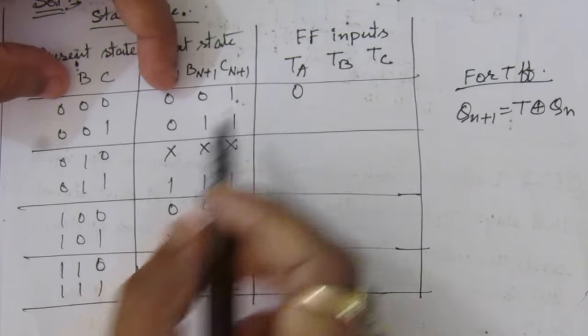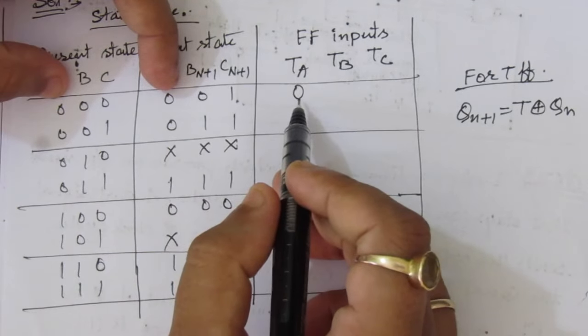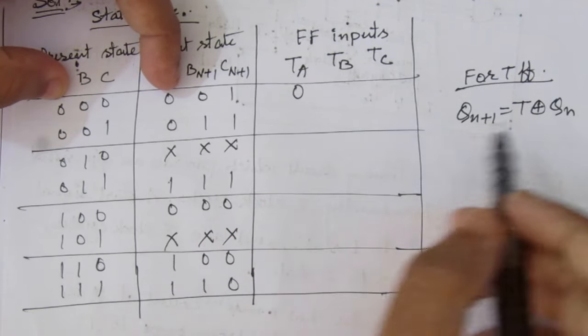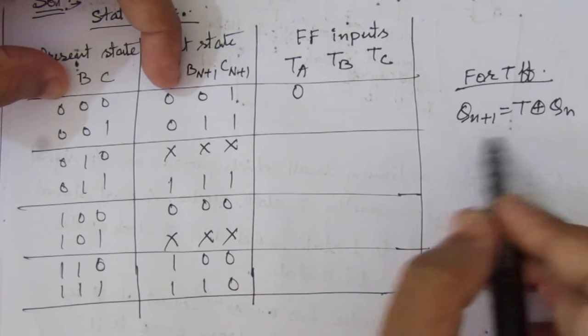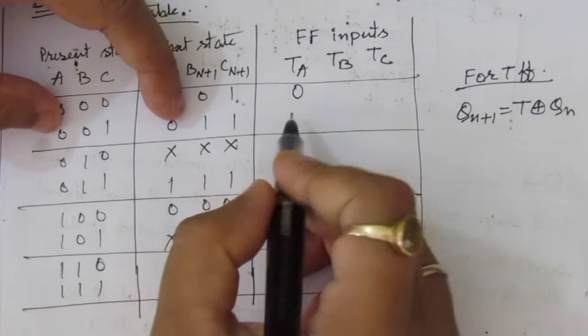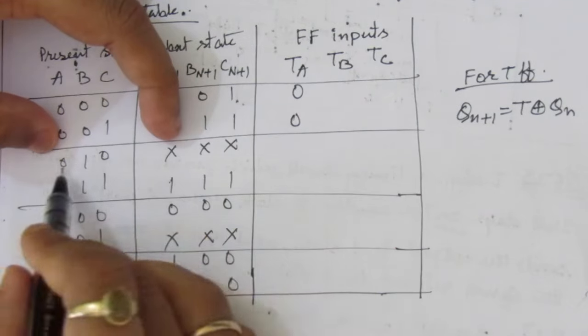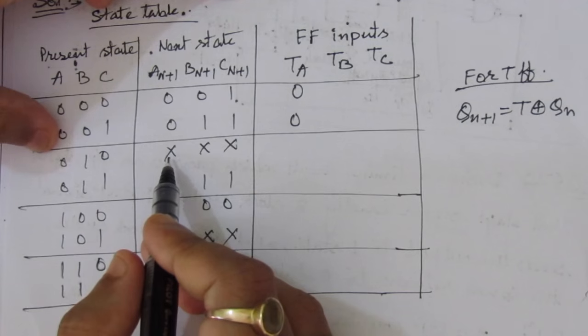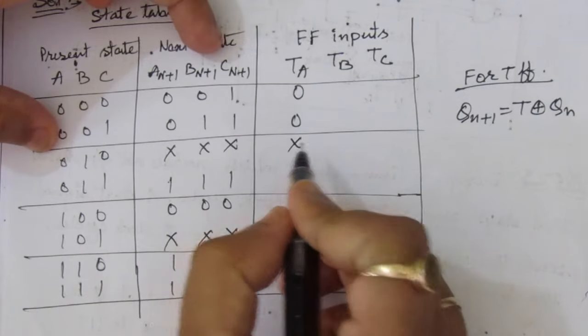Okay, so for 00 we have TA equal to 0. That means these TA values you can find out using the excitation table, or you can think in the reverse order of the characteristic equation. So for 00 again we'll have 0 input. Next we have 0 to don't care. This don't care condition we do not know, it might be either 0 or 1. So here also we will write don't care.